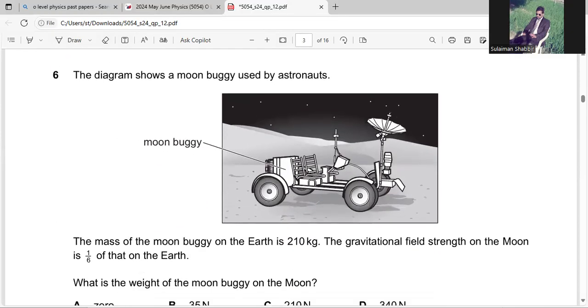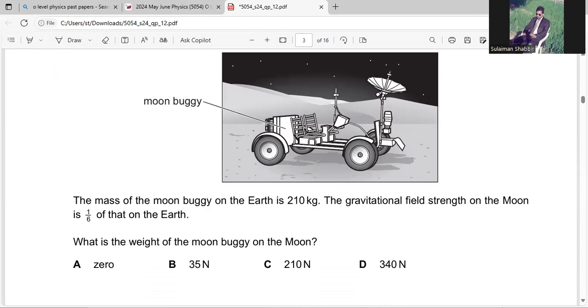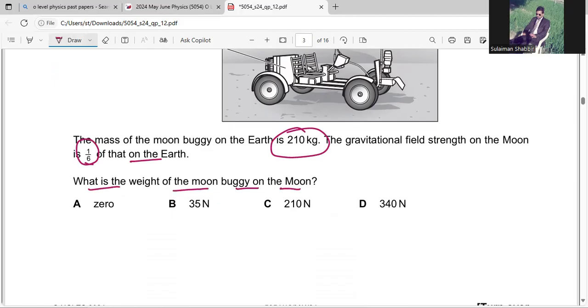For question number 6, he is saying that the diagram shows a moon buggy used by astronauts. The mass of the moon buggy on Earth is 210 kg. The gravitational field strength on the moon is 1/6 of that on Earth. What is the weight of the moon buggy on the moon?